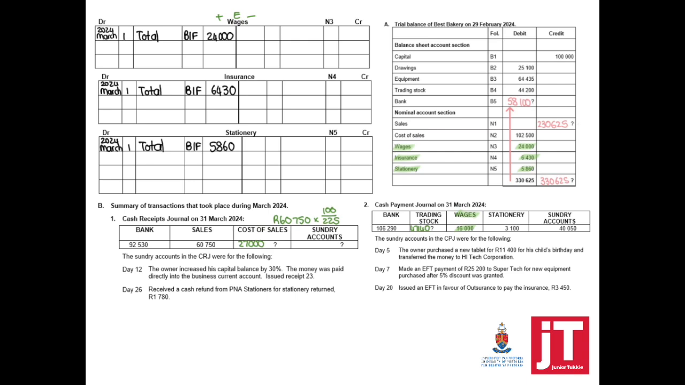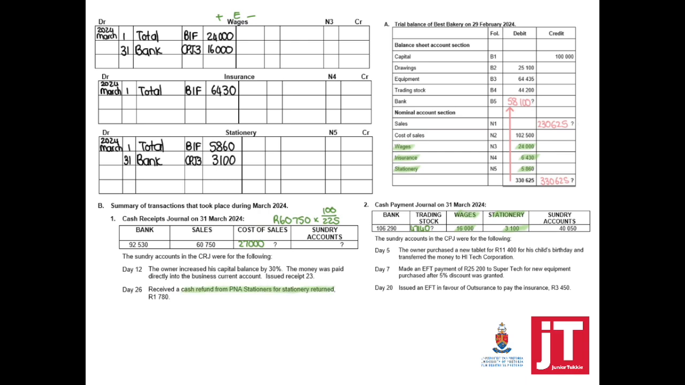So starting with wages. Wages from the CPJ has a money column. This means at the end of the month, wages will be debited from the CPJ. My details is bank 16,000. Then we've got stationery. Stationery at the end of the month, my expense will increase on the debit side, from the CPJ, my details is bank.